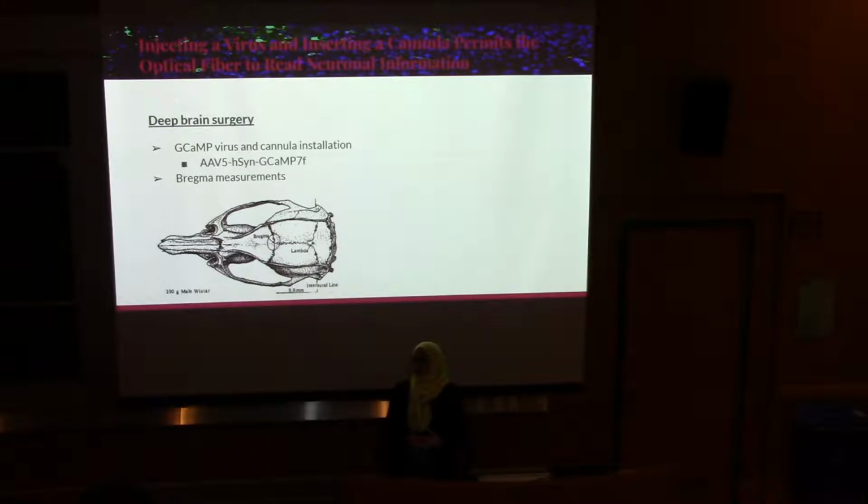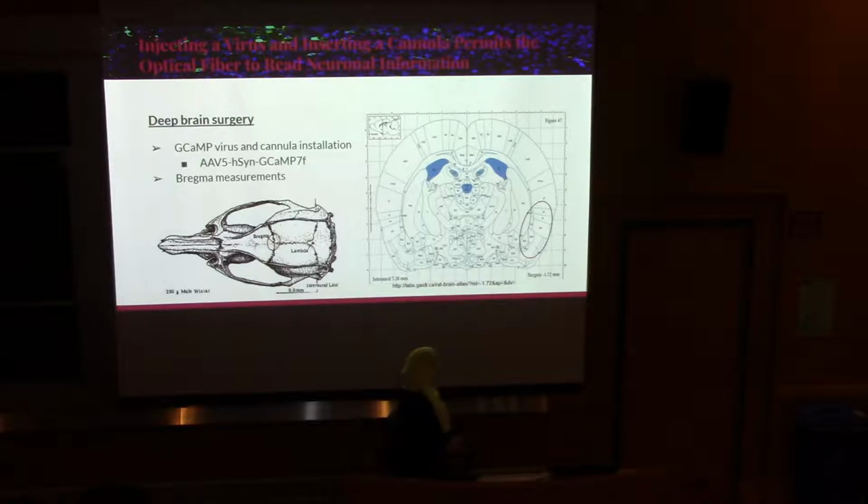But in order to be able to do all of that, we have to start by actually inserting the virus and the cannula. So what we do is deep brain surgery, and it requires the GCAMP virus to be installed and the cannula, as well as really knowing what Bregma measurements are. So up here in the circled field is Bregma, and that Bregma point is zero. Anything above that is positive, and anything after that is negative. You could also go left and right with this, and you could just see it here even clearer.